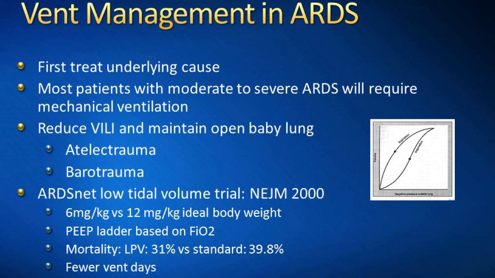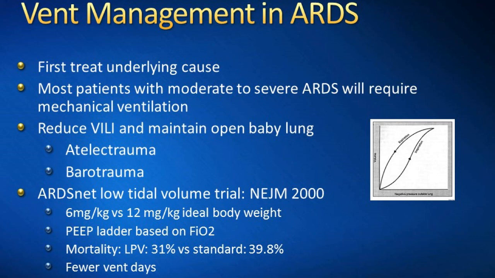It basically perpetuates the injury. So what we try to do is maintain this open baby lung, and that's why we use low tidal volumes and high PEEP. You want to make sure that the alveoli don't collapse, because every time an alveolus collapses, it has to reopen. That causes a shearing stress on the alveoli, which can cause worsening injury. So that's why we use a lot of PEEP, because you're trying to maintain the open lung.